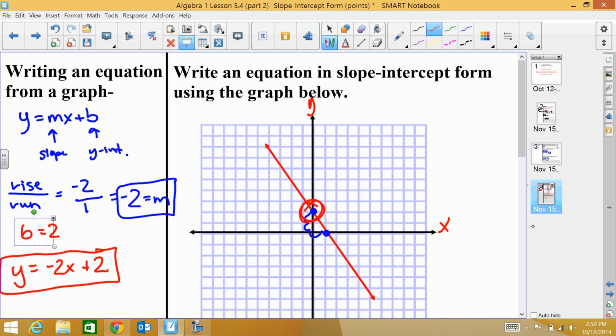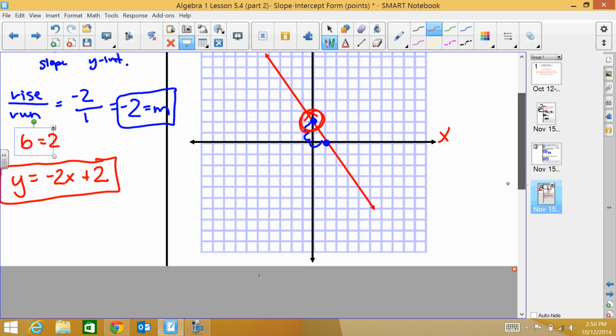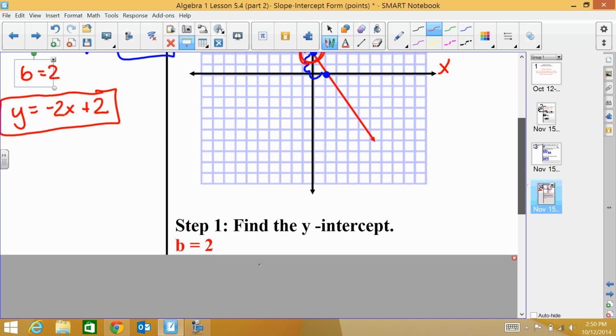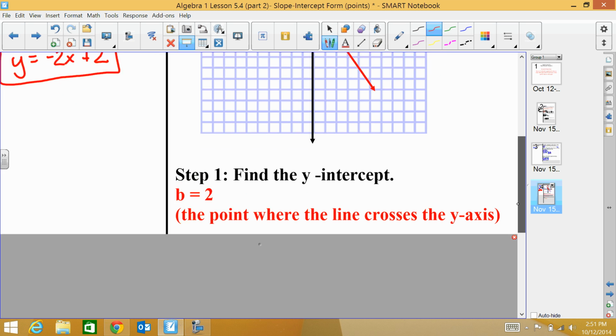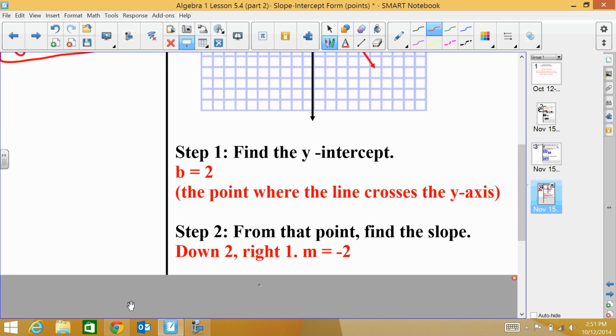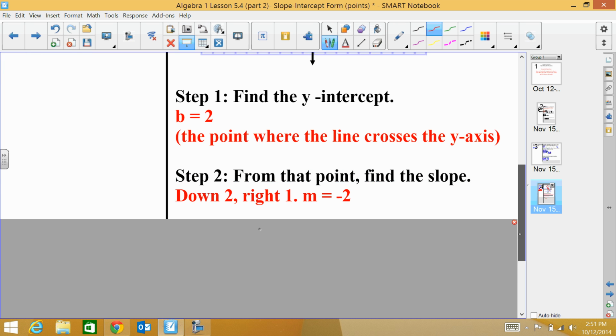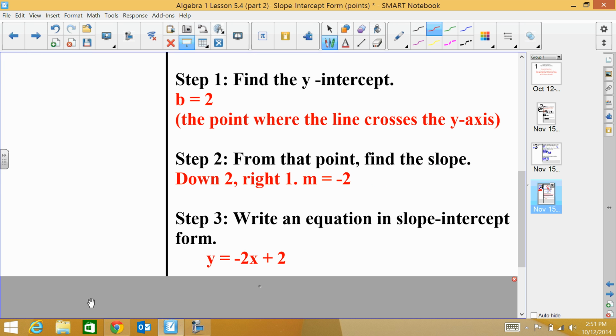So to recap those steps really quick, in case you want to write these down in your notebook. First, we found the y-intercept, or the slope, either one, it doesn't matter which one you find first. The y-intercept was 2, that's the point where the line crosses the y-axis. Then we found the slope, we went down 2 and right 1, which is -2. And then you write an equation in y equals mx plus b form. Okay, that is all of the notes.